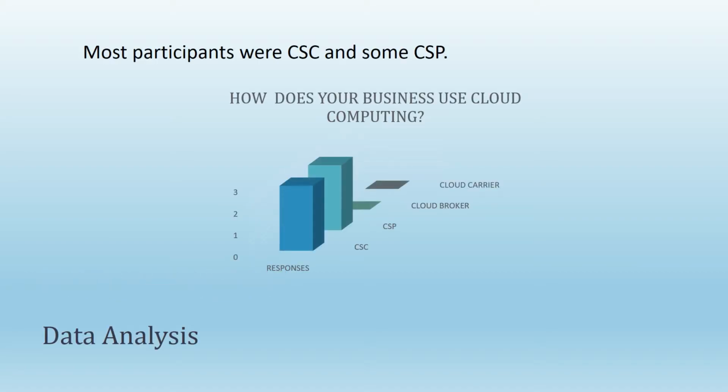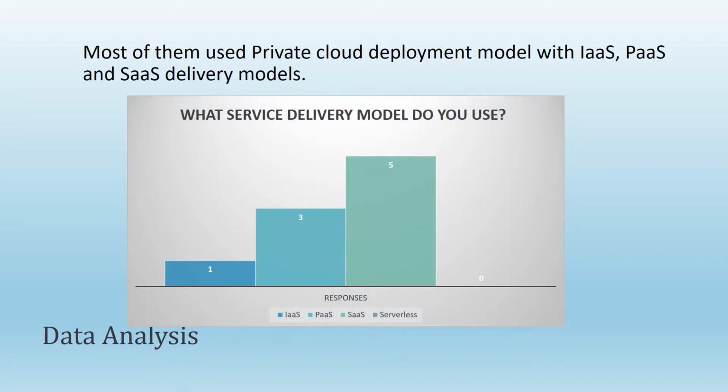Based on the responses received, most of the participants were cloud service consumers and some were cloud service providers. Most of the participants used private cloud deployment with infrastructure as a service, platform as a service, and software as a service delivery models in the ascending frequency. I think the most popular was the software as a service delivery model. Most of the cloud strategy was low risk application followed by all in.